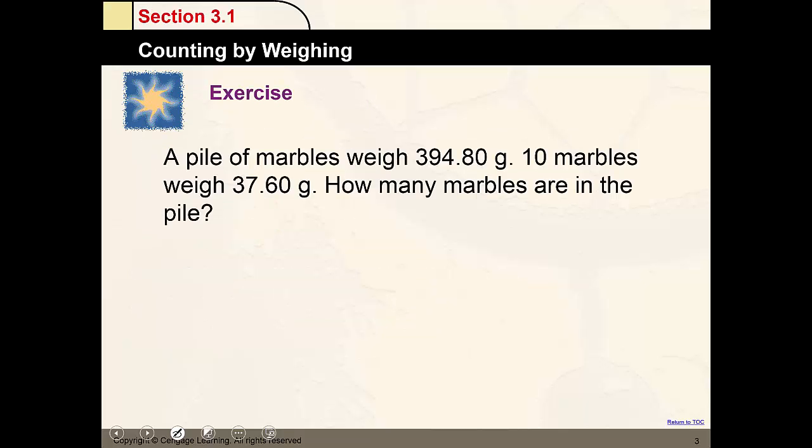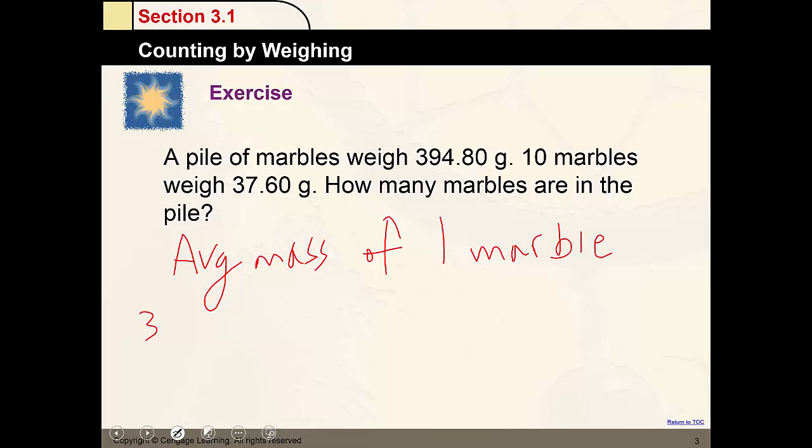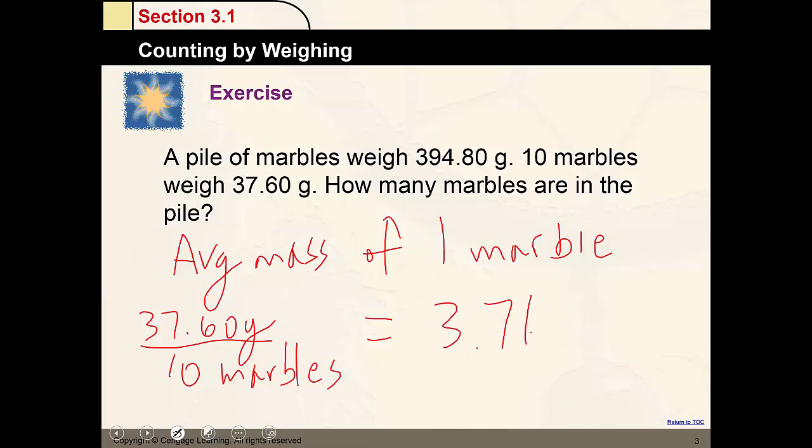So, as an example here, let's say we have a pile of marbles that weigh 394.80 grams, and 10 marbles weigh 37.60 grams. And you want to know how many marbles are in the pile. So first off, we want to know what is the average mass of one marble. So we take that number, 37.60, divide by 10 marbles, and we get an average mass of one marble of 3.76 grams.